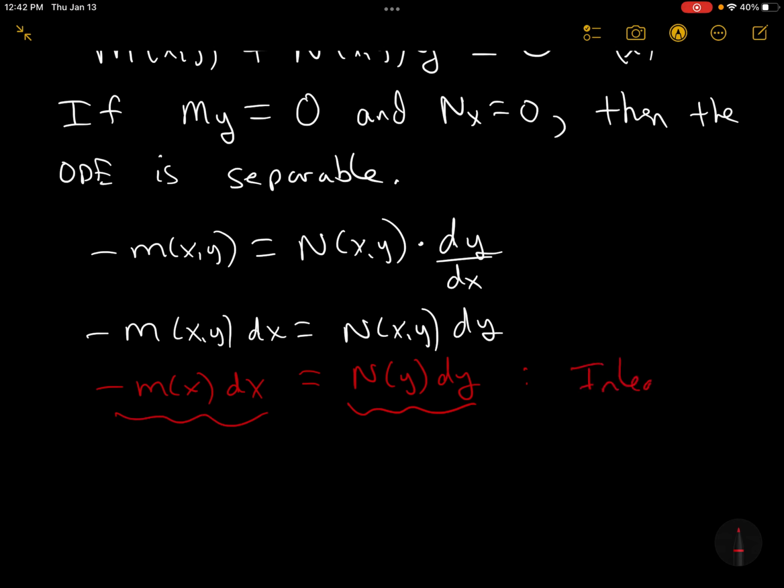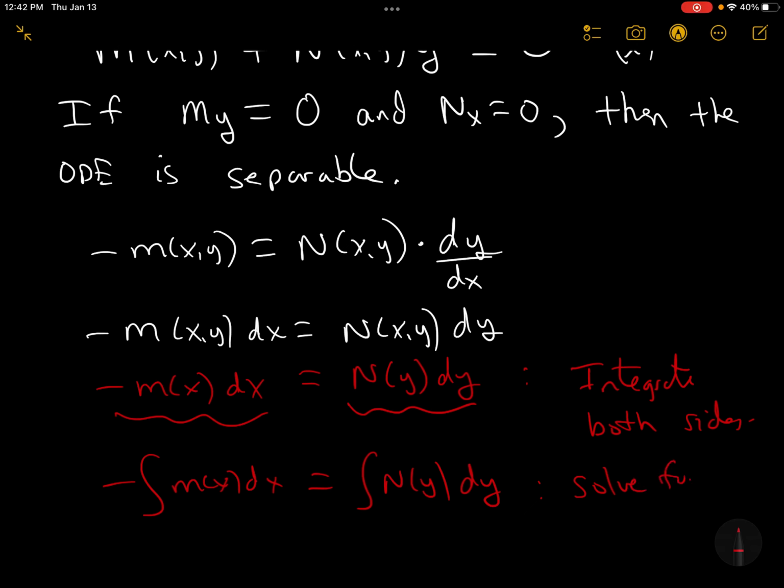So you integrate both sides. Now I have the integral of M dx, which is a well-defined integral because everything's in terms of x. And over here I have the integral of N dy because everything's in terms of y. And then you solve for y. In this case, we say the equation has been separated. You also use separation of variables for partial differential equations, which we won't do in this course, but it's a really powerful technique.